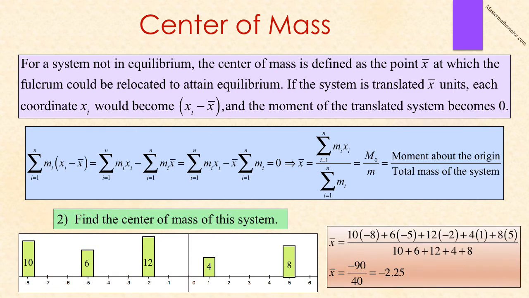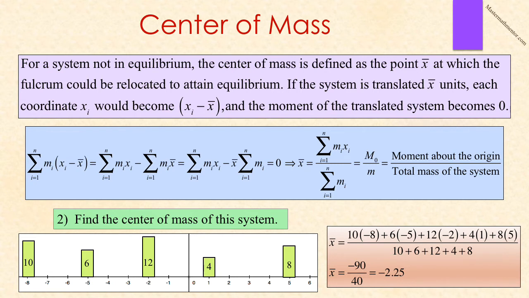So examine the system in number 2. We have a mass of 10 at negative 8, a mass of 6 at negative 5, a mass of 12 at negative 2, a mass of 4 at 1, and a mass of 8 at 5. It is clearly not in equilibrium relative to the origin. There's much more mass on the left of the origin than to the right. We'd like to find the center of mass of this system, which is the point where we can relocate the center where the system would balance.